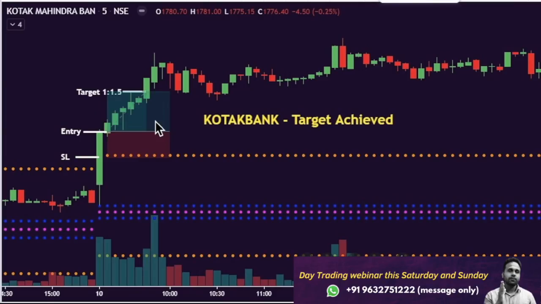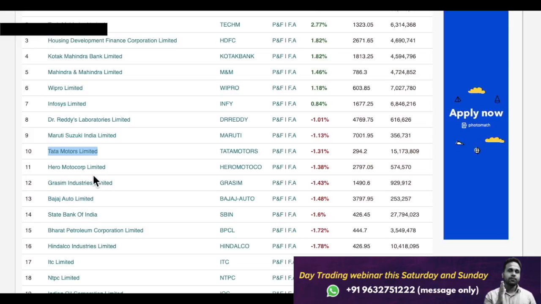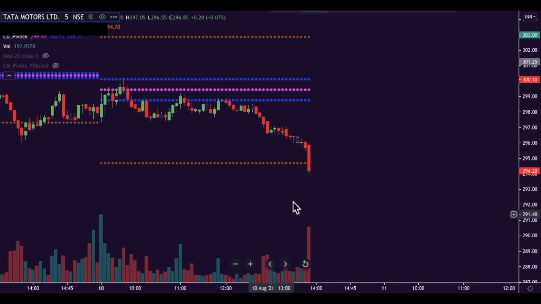Now there are other situations as well, right? Now we will see some examples from which you will understand how to avoid common mistakes. Okay, traders, one more stock in the list. Let's say Tata Motors. Okay, if I go to this chart and see, we got a breakdown. This breakdown is with volume. It's broken the support 1 level.